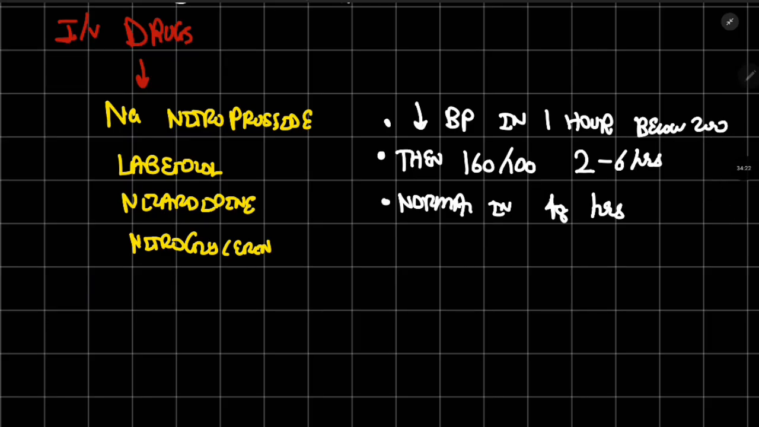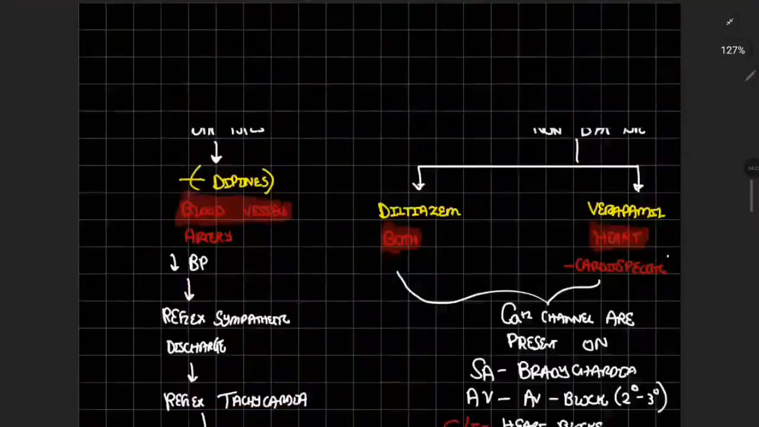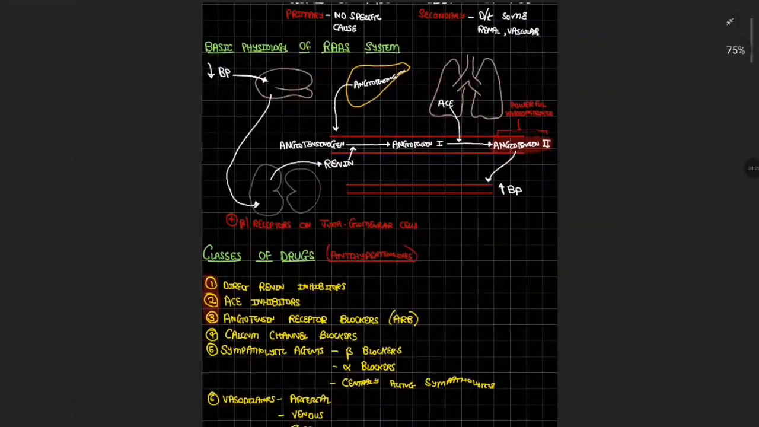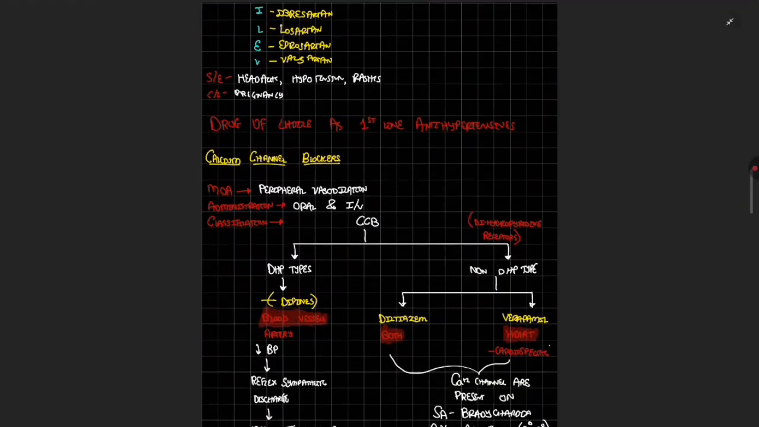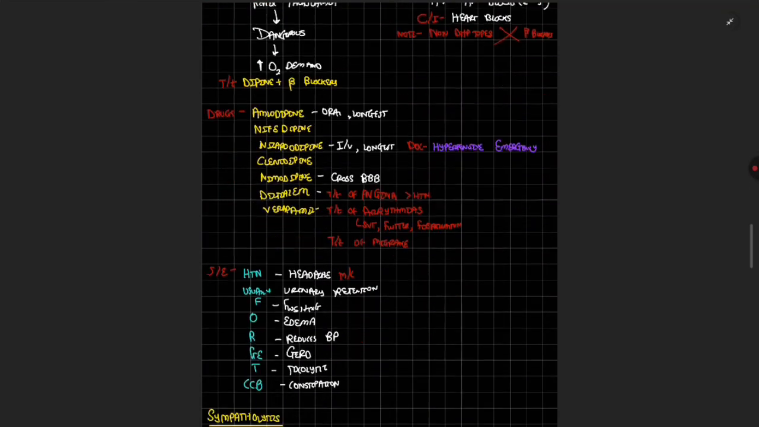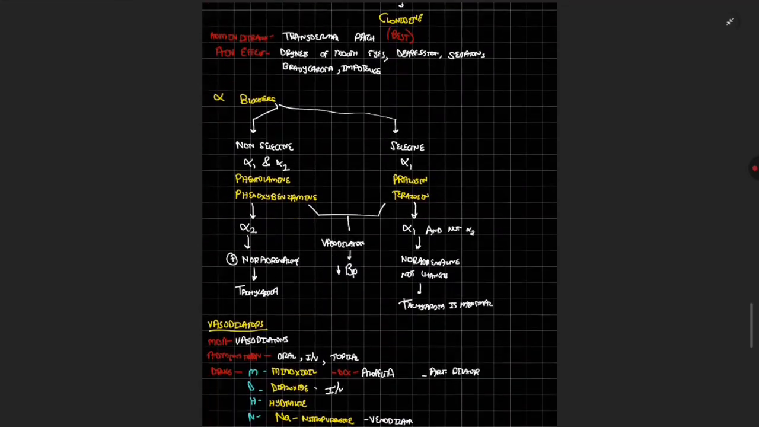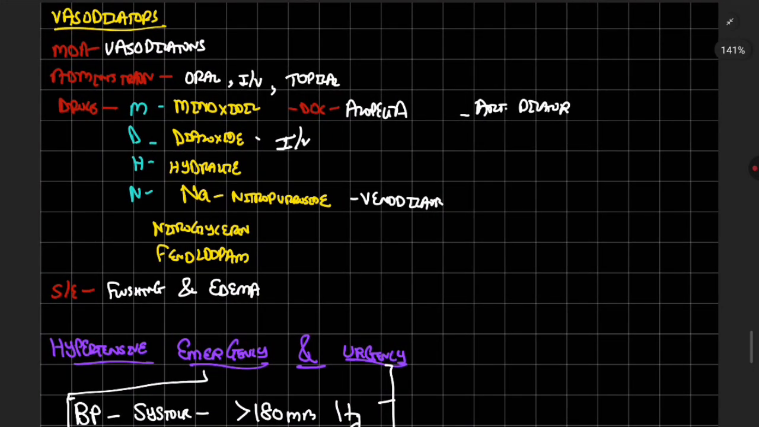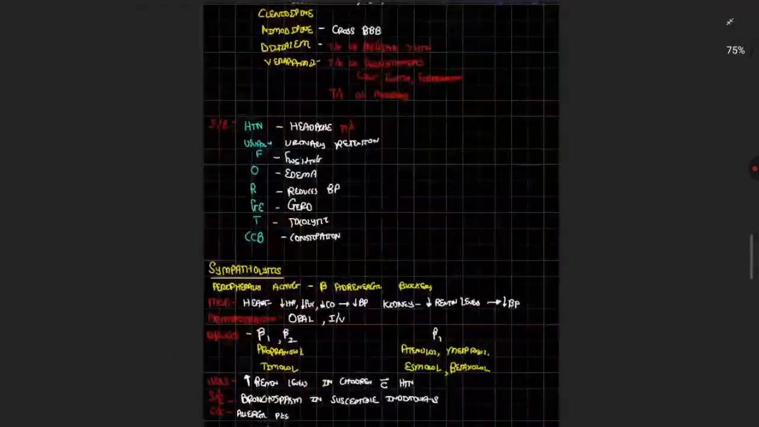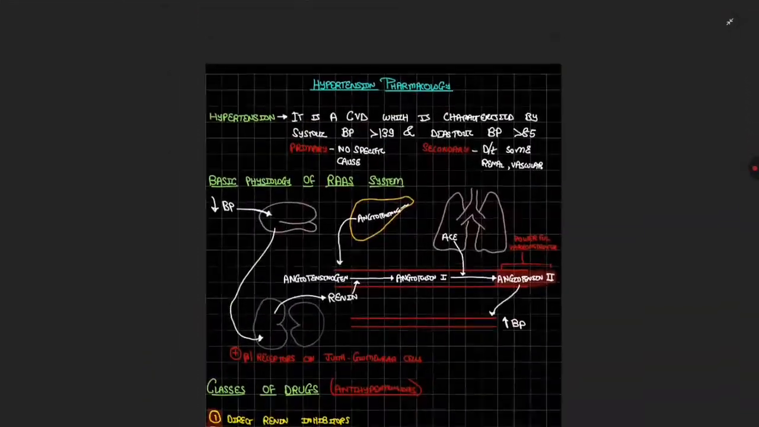So this was all about hypertension. We have discussed all the classes except diuretics, which will be covered further. We haven't discussed vasodilators in detail; vasodilators will require one more lecture, but this was all about treatment of hypertension. Thank you.